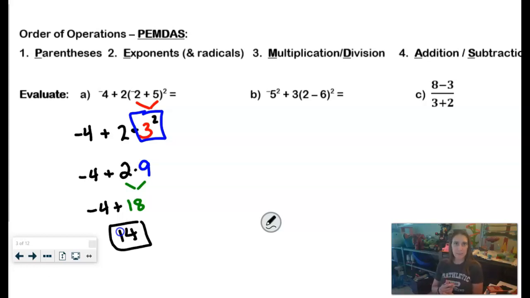I see a lot of these on Facebook, like, who can get the right answer? I bet no one. And then turns out, yeah, no one can get the right answer because no one understands how to do it. So right here, be careful. This is -5 squared, but that negative is not included in parentheses, so you're not squaring the negative. So watch out for that when it gets to that part.